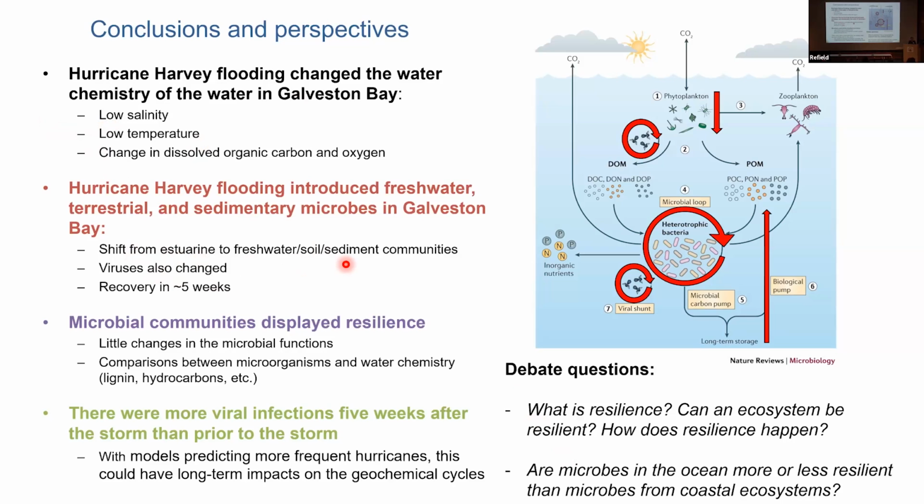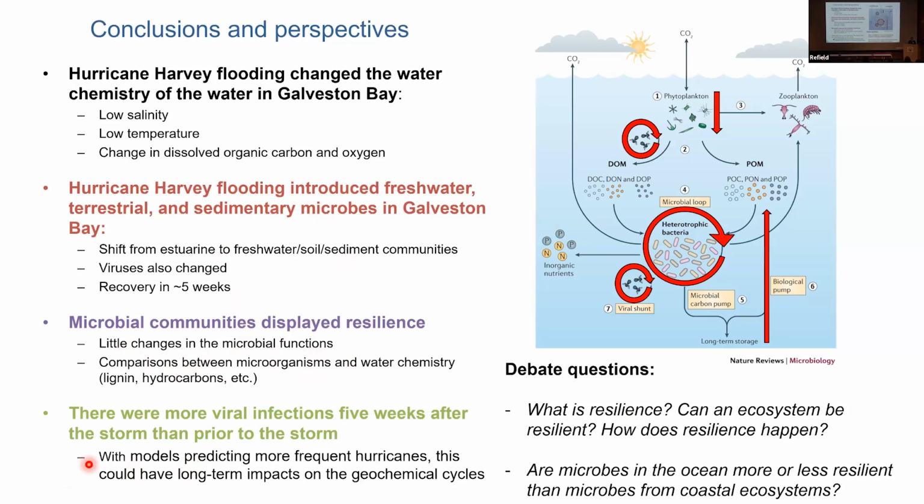The reason why we sampled for 5 weeks was that salinity was back to what it was, and also we were running out of filters. So we had to decide when we were going to stop. But the microbial communities displayed resilience because there wasn't much change in the ecosystem function. That's also one of the questions I had: what makes an ecosystem more resilient than another one? Is it its biodiversity, or is it the fact that they're always used to changes and disturbances?